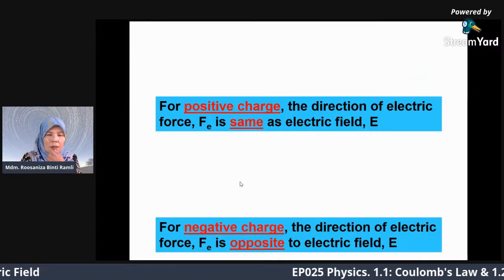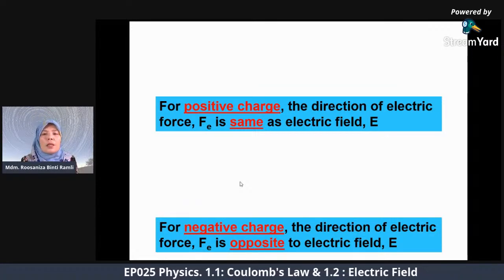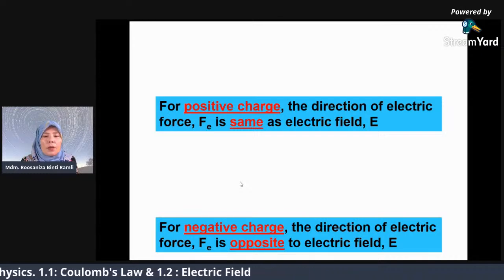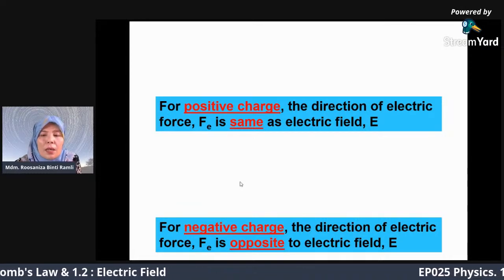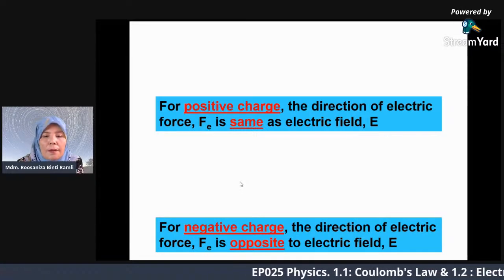Again, this is very important. Students should know that for a positive charge, the direction of the electric force is the same as the electric field. For a negative charge, the direction of the electric force is opposite to the electric field.